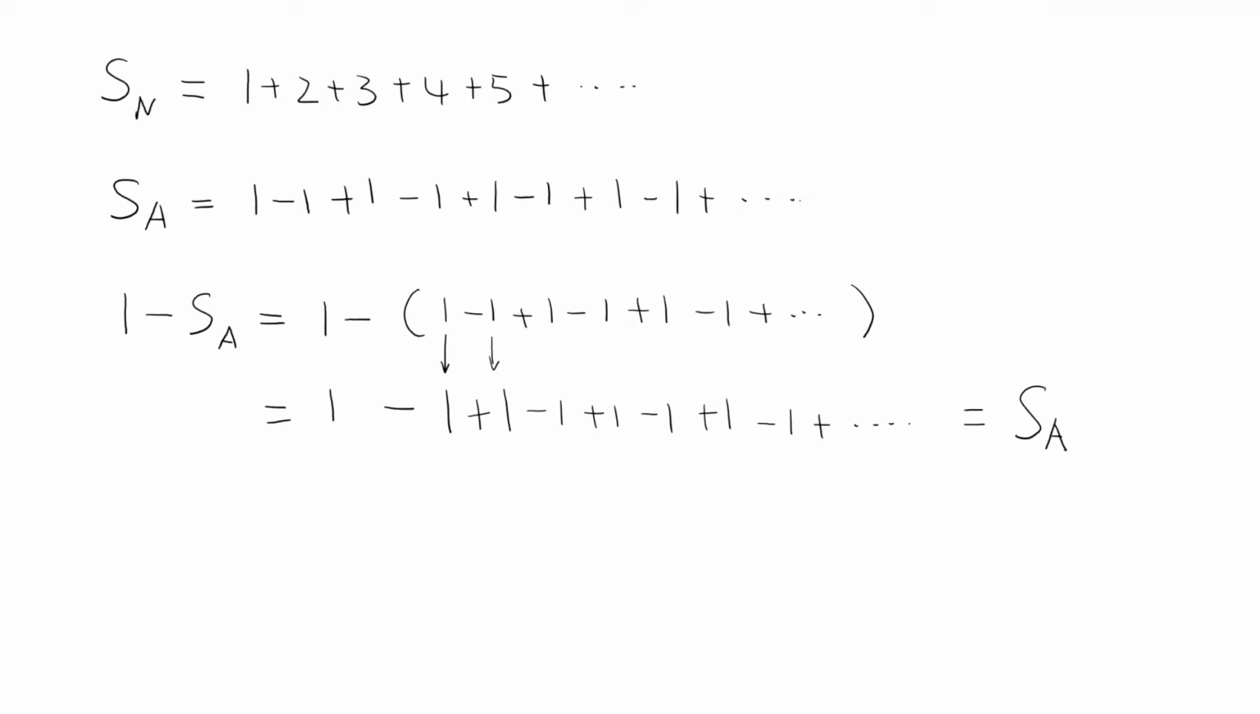So what is this telling us? That means 1 minus S sub A equals S sub A. So that means 1 equals 2 S sub A. So S sub A equals a half. Which kind of makes sense, because, like we said in the beginning, the result of S sub A is rotating between 1, 0, 1, 0, 1, 0, right? So it's kind of natural that if this goes on indefinitely, then we are going to do an average to evaluate this sum.